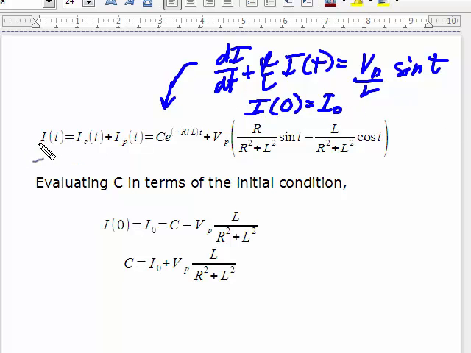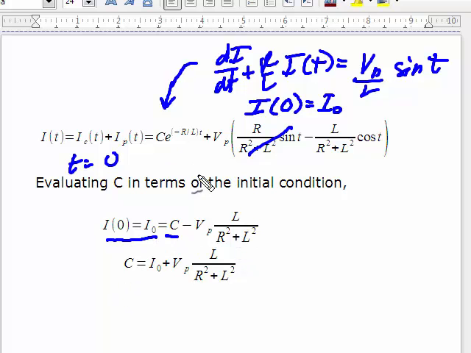So now I'm going to take this whole solution and run it through with t equals 0. If t equals 0, then that equals I0, which is my initial condition. e to the 0 is 1, so I just get the c. The sine term is 0, and all I have is the cosine term. Then I can solve for c.